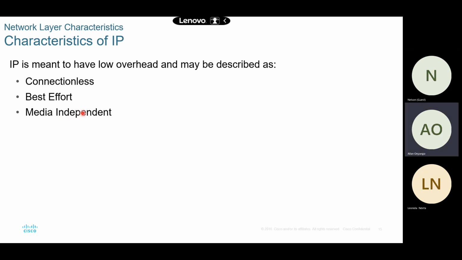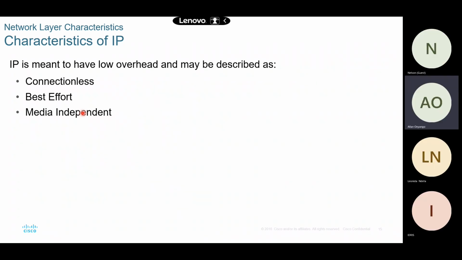Best effort. When you talk about best effort, basically, the IP protocol does not guarantee the delivery of the packets from one source to another destination. So delivery of the packet is not guaranteed. Then someone will ask, how come the packets get delivered anyway? It's because the delivery is always guaranteed by the next layer, which is the transport layer. It is the transport layer that ensures that delivery is guaranteed.